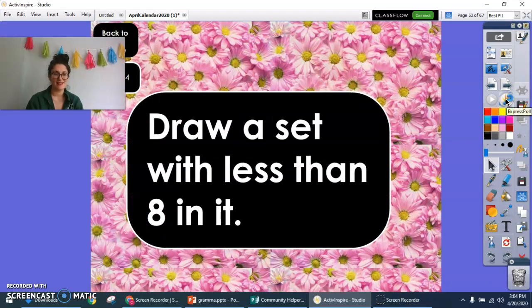All right, so here's my question number 3. Draw a set with less than 8 in it. All right, so if I have 8 and I want to draw something with less, I could draw a set with 1, 2, 3, 4, 5, 6, or 7, because those are all numbers that are less than 8. I hope that you drew an awesome set with less than 8.